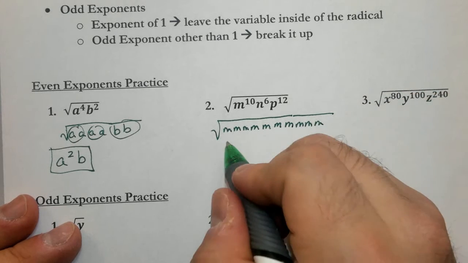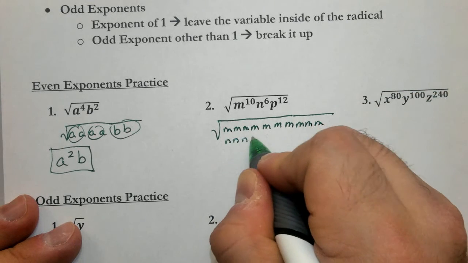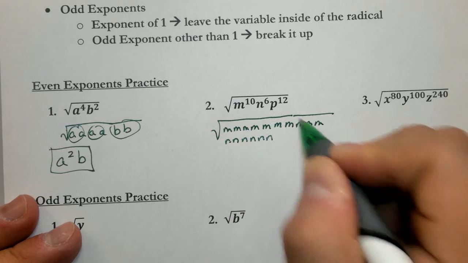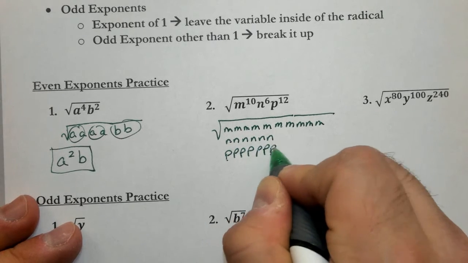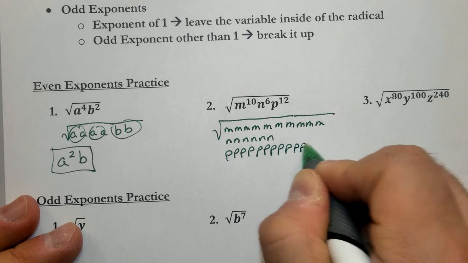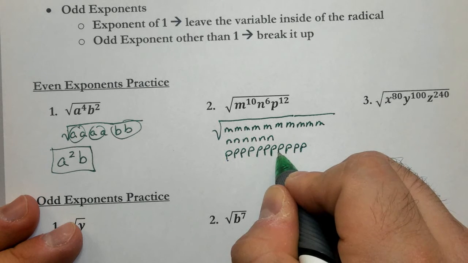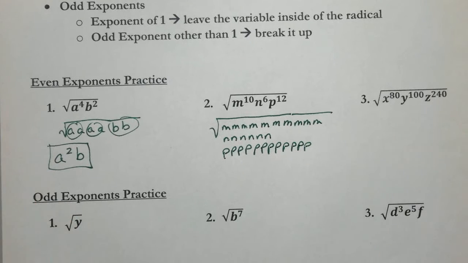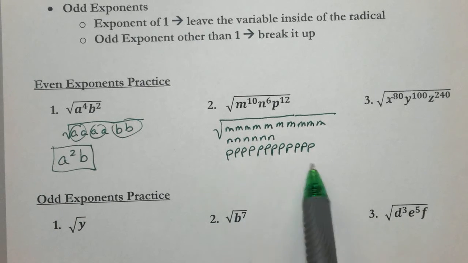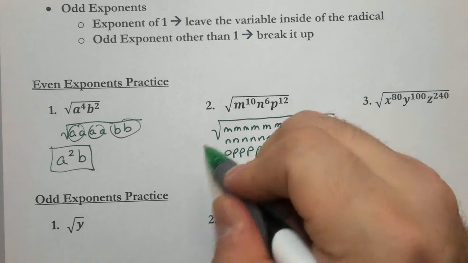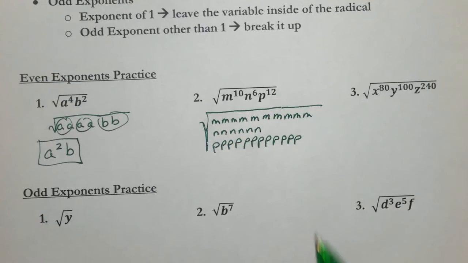And just for argument here, I'm just going to go underneath it with the n's because I'm running out of space, and with the p's. 8, 9, 10, 11, 12. Alright, so we have 10 m's, 6 n's, and 12 p's. You can do the same thing. I'll make this a little longer. Okay, you can do the same thing.